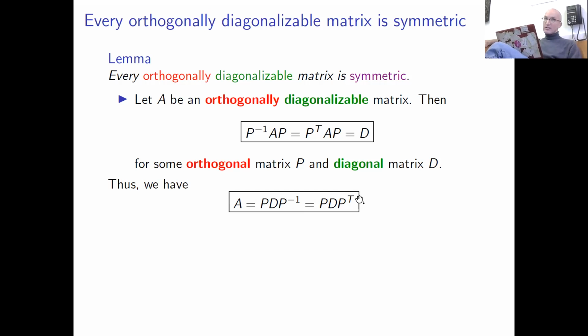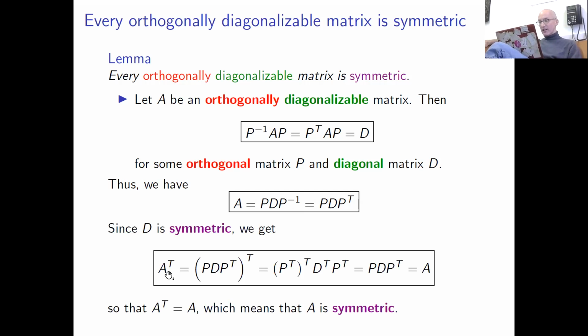To do this, you just need to take its transpose and check that it is equal to A. Okay, this is done in this line. You take A transpose, and this is transpose of this guy. But then again, transpose of a product of matrices is a product of the transposes taken in the opposite order. So transpose of this is just product of transposes of these three matrices. But D is symmetric, so transpose of D is D.